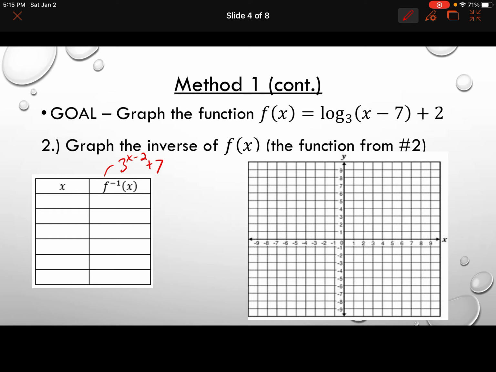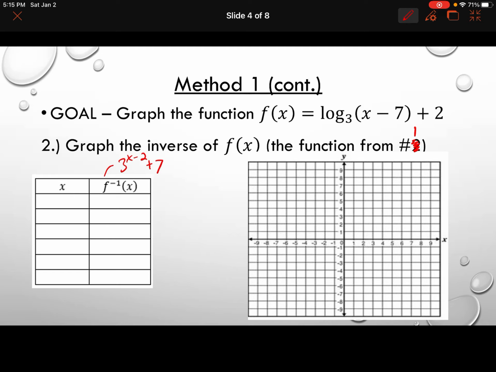Or, I'm sorry, number 2. Typo here. This should say the function from number 1, because that's where we found the inverse equation. So at this point, we're going to graph this exponential equation, which we've done in the past.